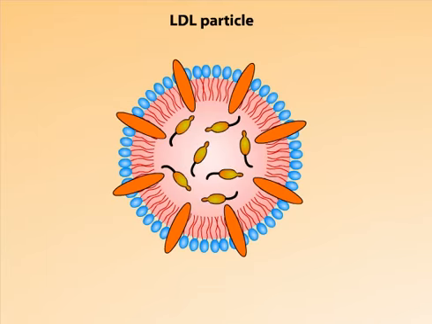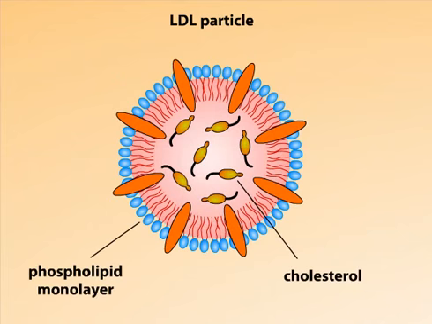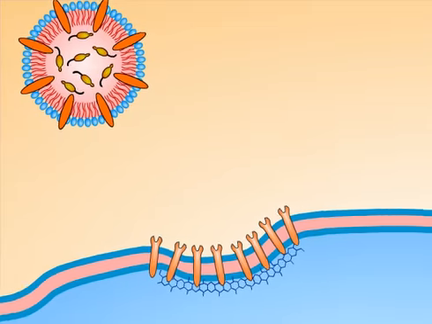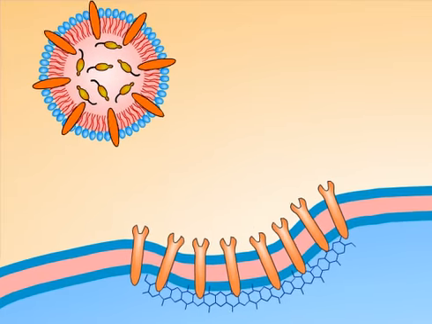An LDL particle contains 1,000 or more cholesterol molecules at its core. A monolayer of phospholipids surrounds the cholesterol and is embedded with proteins called ApoB. These ApoB proteins are specifically recognized by receptors in the cell's membrane.